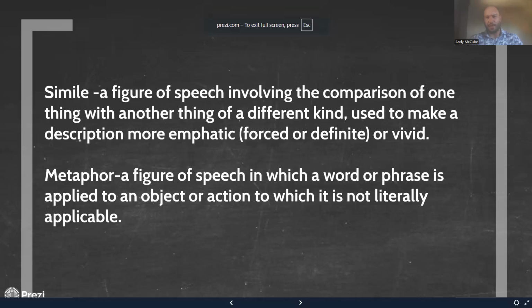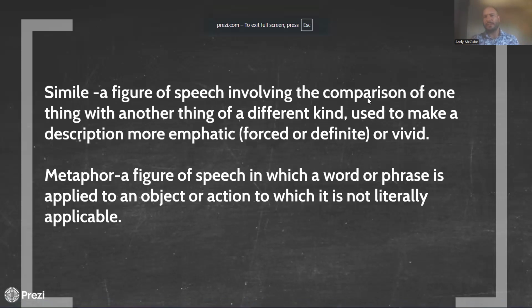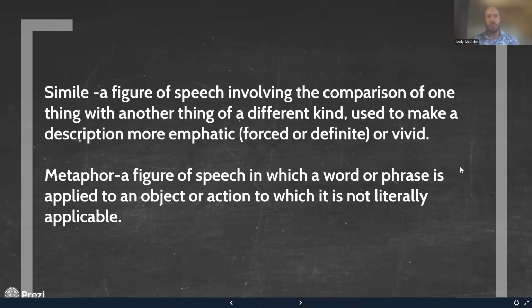My name's Andy, and I'm going to be taking you through a lesson on the differences between similes and metaphors. So, in order to start, why don't we get some quick definitions out of the way? A simile is a figure of speech involving the comparison of one thing with another thing of a different kind. It's usually used to make a description more emphatic or vivid. And the key thing to remember here is that we use the words like or as in our comparison.